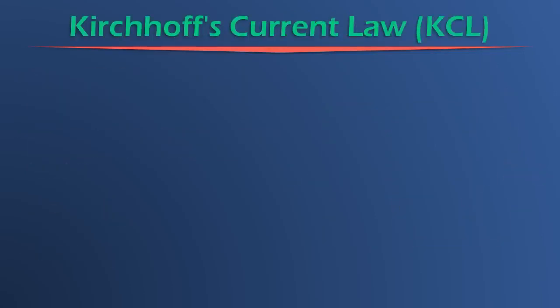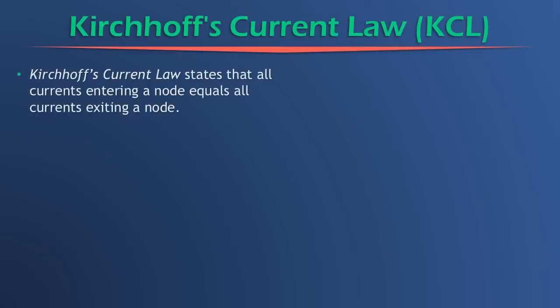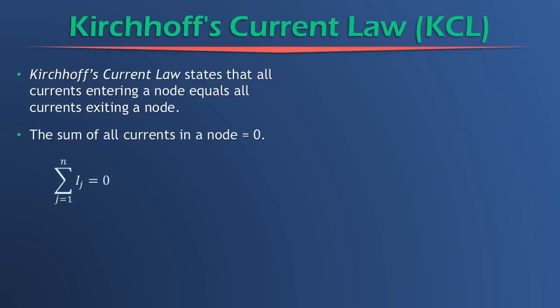So here we are, the real meat and potatoes of circuit analysis. It's getting good. So Kirchhoff's current law, or KCL for short, says that all currents entering a node must equal all currents exiting a node. Basically, what goes in must come out. And in mathematical terms, the sum of all currents in a node equals 0. We can also express this as a summation of I_j, where j is a particular instance of current, just tells you what current we're talking about.